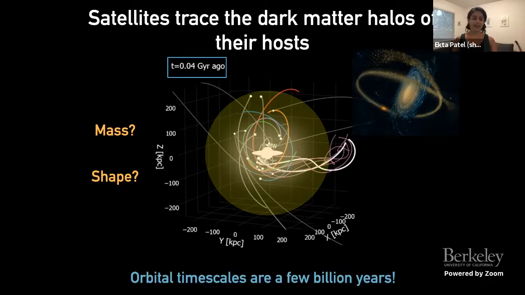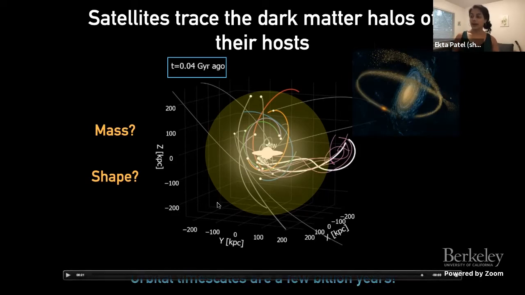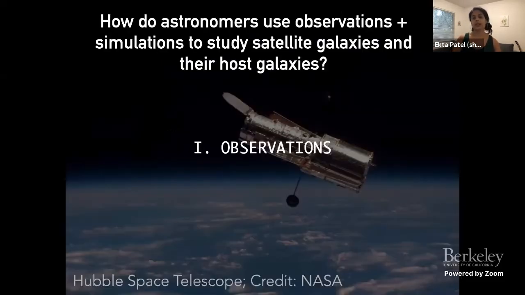So we can't quite study them by just looking out into the universe and tracking the motions of these satellites directly. But we have to use models and predictions to come up with the full orbital trajectories of these satellite galaxies over time. So what I'd like to talk about for the remainder of my talk is how astronomers use observations and simulations to study these satellite galaxies and their host galaxies.